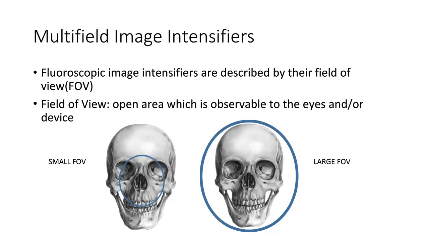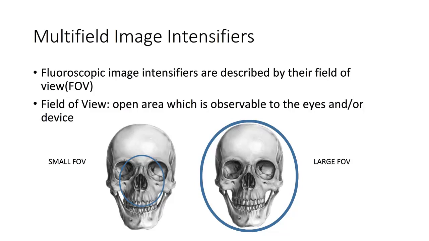When describing different types of image intensifiers, you will refer to the size of the input phosphor. These can range anywhere from 25 centimeters to 7 centimeters. These measurements are describing the diameter of the input phosphor, which is your field of view. Field of view is the area which is visible. A small field of view will reveal less than a large field of view.